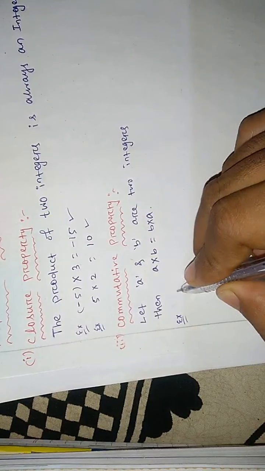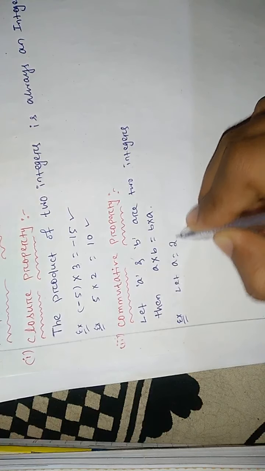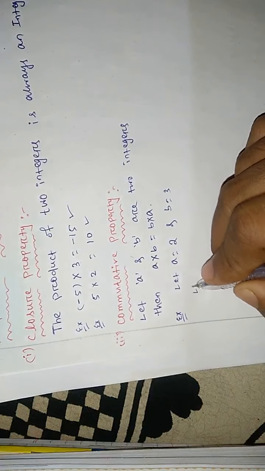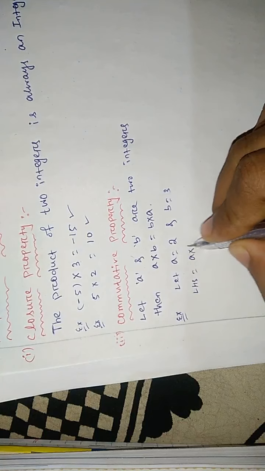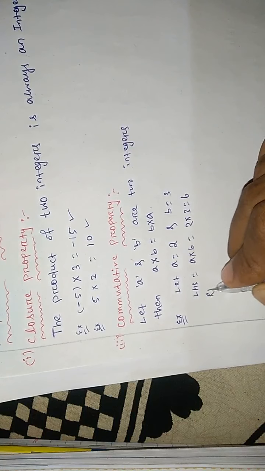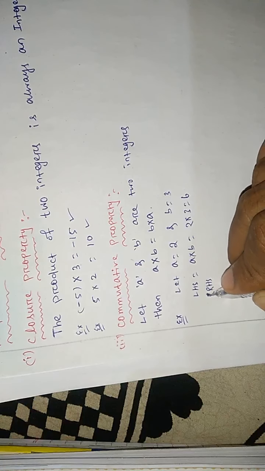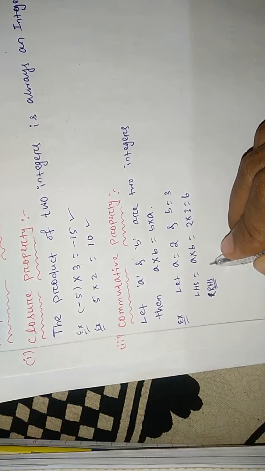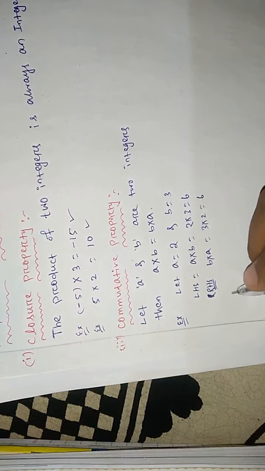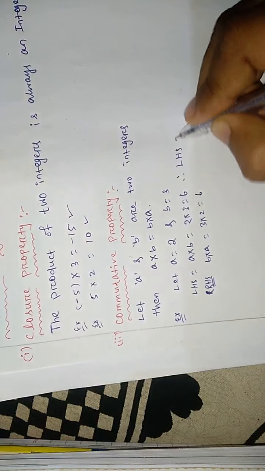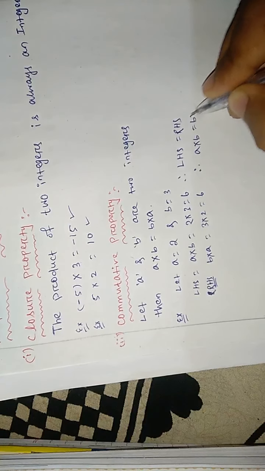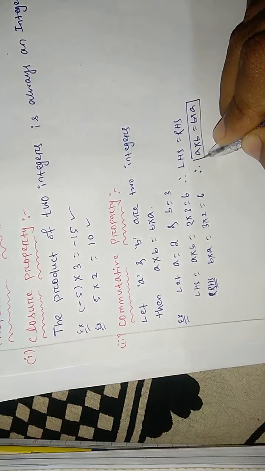Let's take an example. Let A is equal to 2 and B is equal to 3. So LHS is equal to A into B, which is 2 into 3 is equal to 6, and RHS is equal to B into A, and B into A means 3 into 2 is equal to 6. So LHS is equal to RHS, hence A into B is equal to B into A. This is called the commutative property.